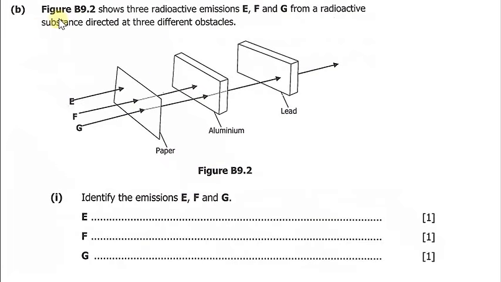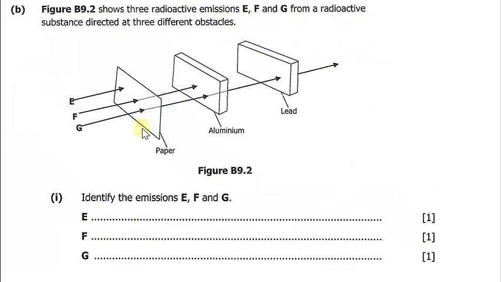So let's push this one a bit here. They're saying figure B9.2 shows 3 radiations or radioactive emissions, E, F, and G from a radioactive substance directed at 3 different substances.